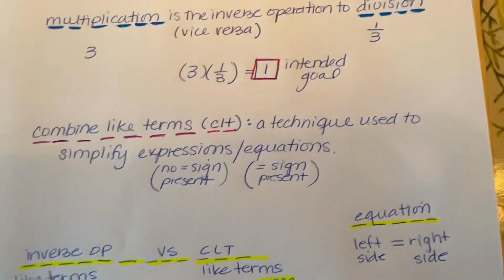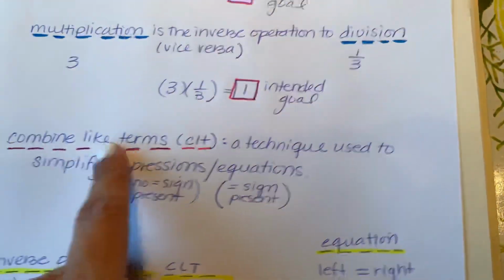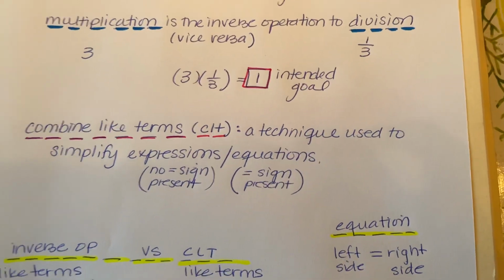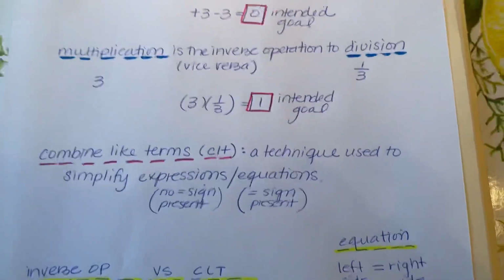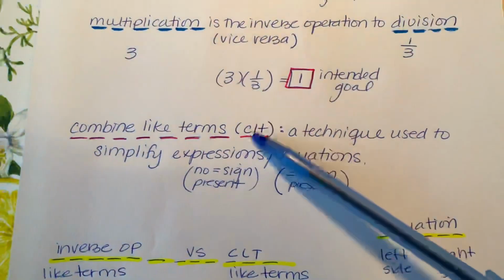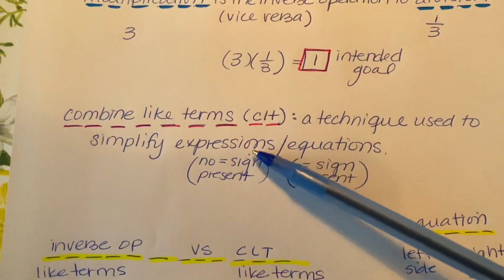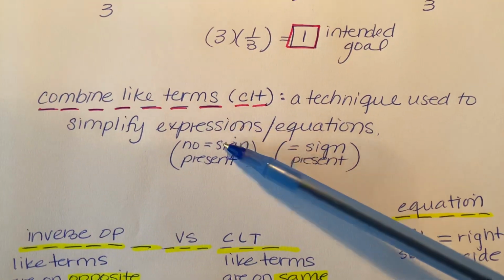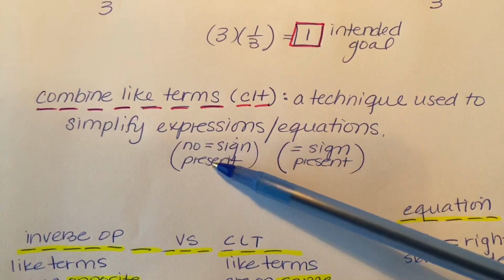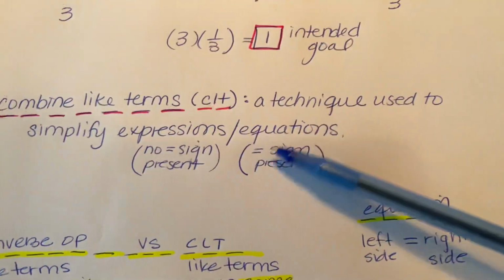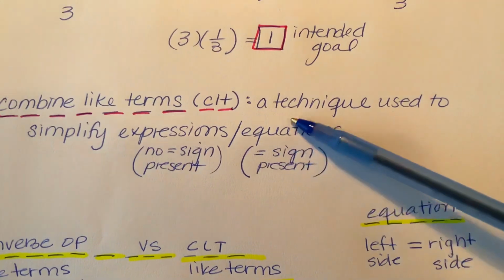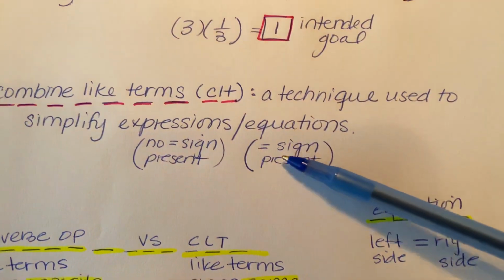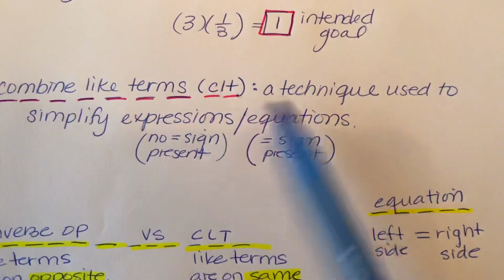Okay, so combining like terms, or CLT, because it's kind of long to write. It's a technique used to simplify expressions/equations. Okay, what do I mean by that? Expressions is what we did on the distributive property. There were no equal signs. You just multiplied, and then your answer was a two-term solution. There was no equal sign present. That's an expression. When an equal sign is present, it's an equation. So this entire assignment, you're going to see equations because you see an equal sign. Okay, so that's the difference between the two.